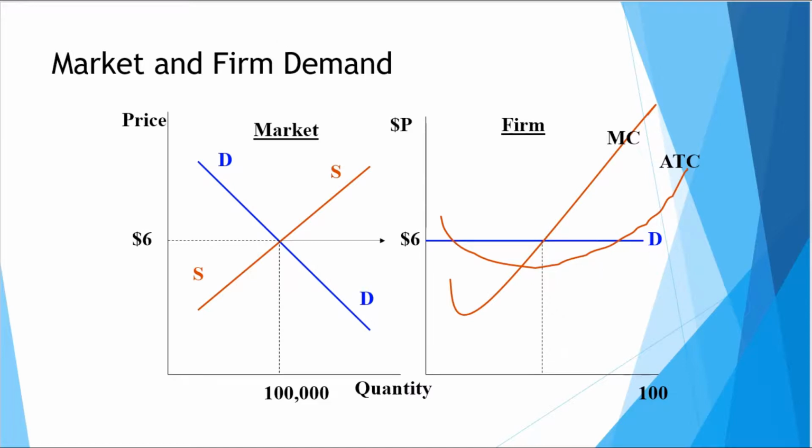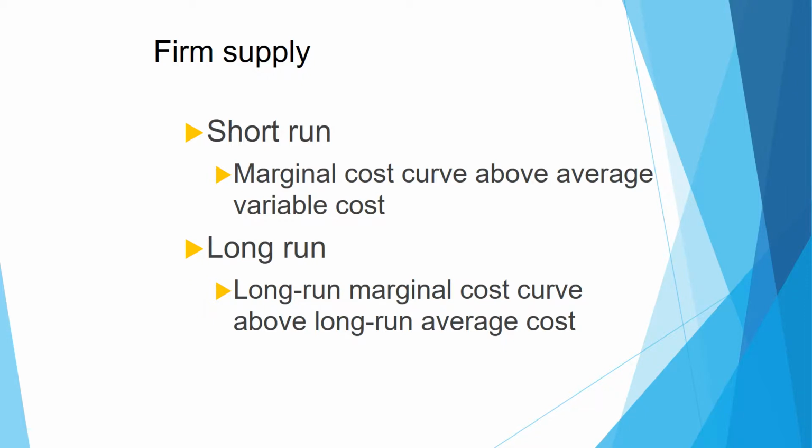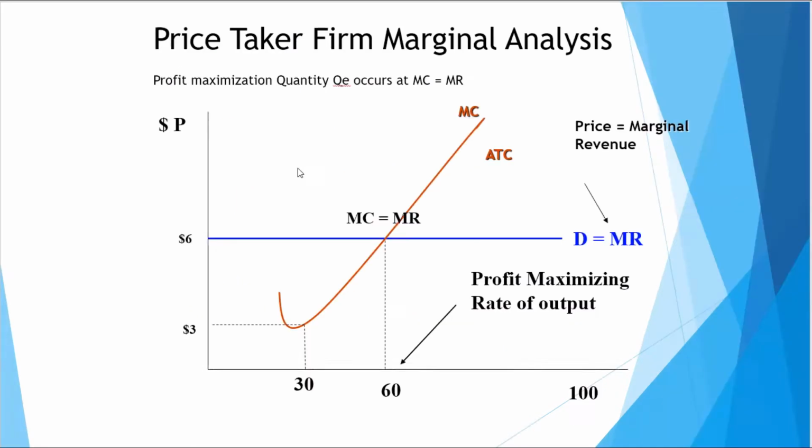Okay, so here are a couple points about firm behavior in the short run and long run. In the short run, the marginal cost curve that we just looked at, the MC, is above the average variable cost. And in the long run, the long run marginal cost curve is above the long run average cost. I will explain this in the following slides.